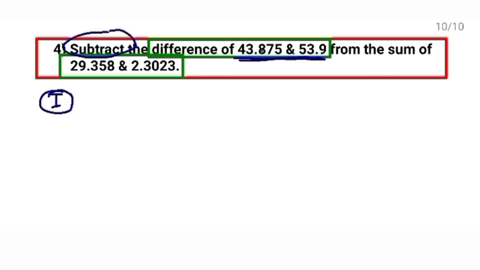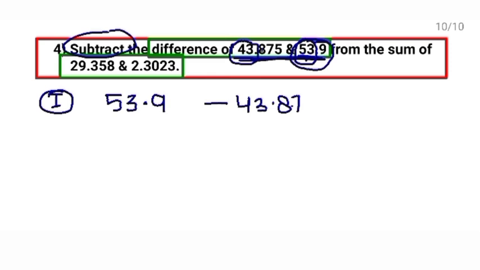Okay, we have to find their difference. So the greater number is this. Why? Because we check the integral part, the whole number part, first. Integral part here is 53, and here the integral part is 43. So this one is greater. You have to subtract 43.875 from 53.9. Firstly, what will you do here? You will make them like decimals. So after decimal there are 3 digits, so put 2 zeros here. Now subtract them.